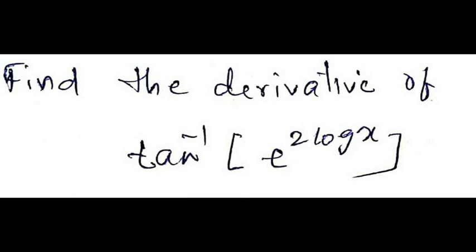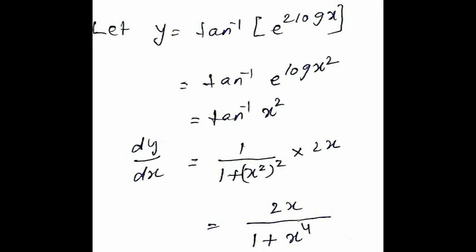Find the derivative of tan inverse e raised to 2 log x. Tan inverse e raised to 2 log x is equal to tan inverse x square, and therefore derivative is 1 upon 1 plus x square the whole square into 2x is equal to 2x divided by 1 plus x raised to 4.